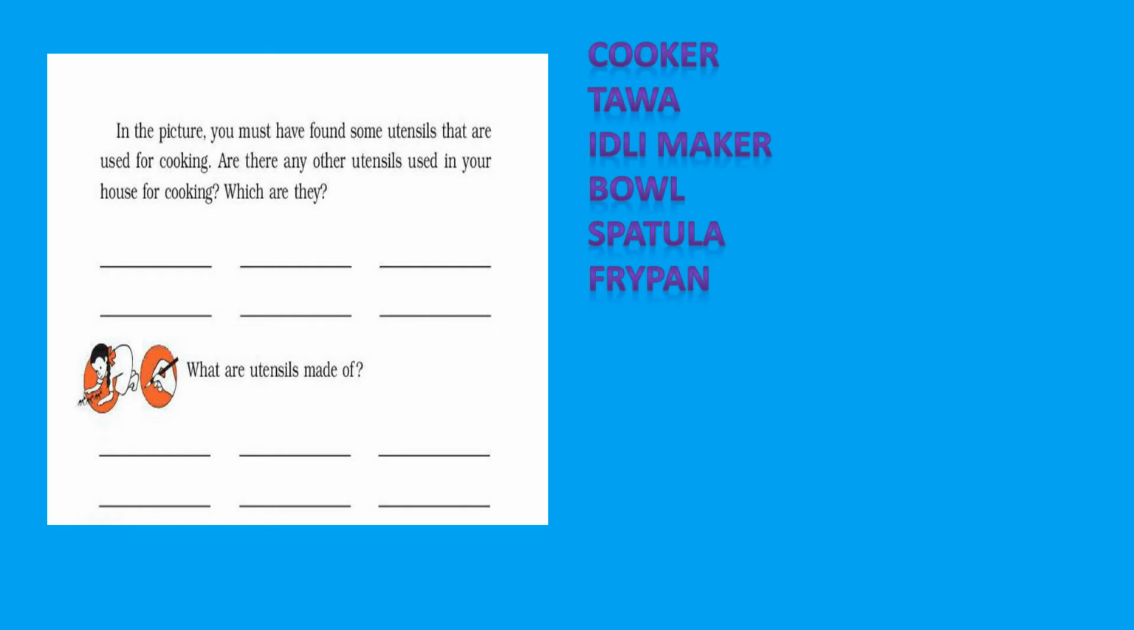Next question is, what are utensils made of? Utensils are made of steel, copper, iron, glass, brass, plastic, etc. You may write your own answers also.